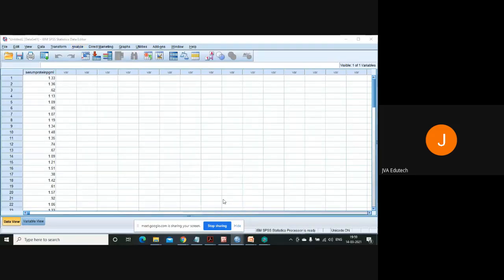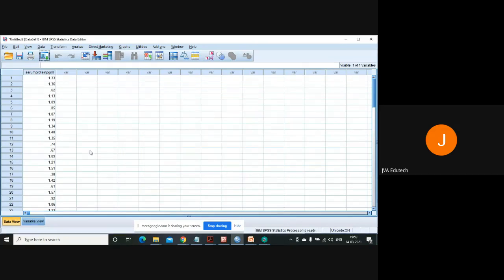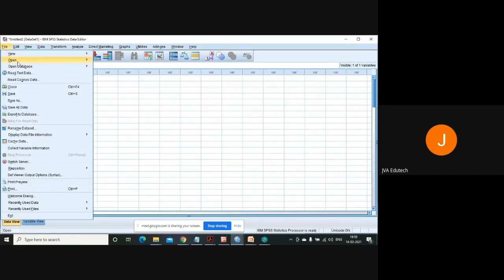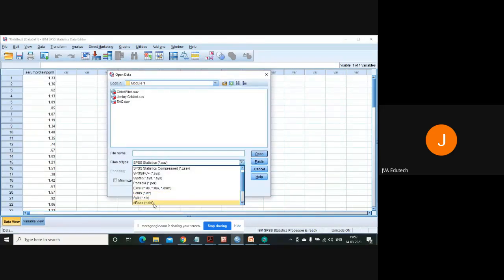And this will give you the output; you will take the test variable. Let me show you. File, open data. I had a file about the homogeneity of variance.